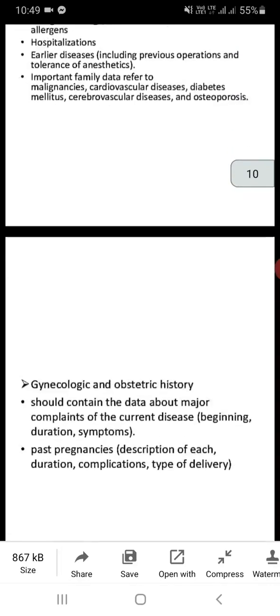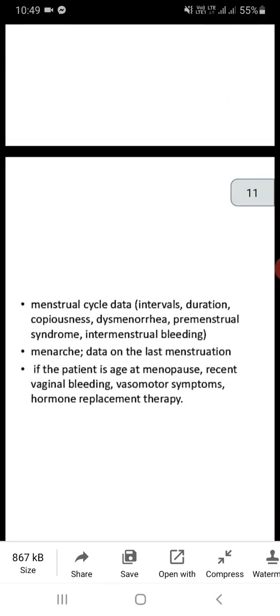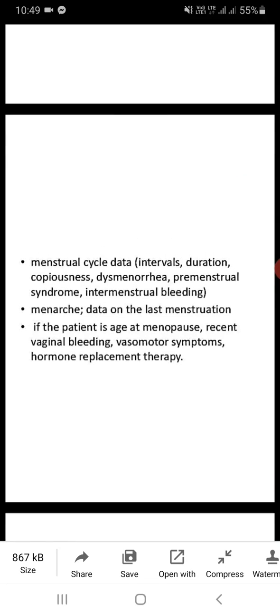Important family data refer to malignancies, CVA, CVD, diabetes mellitus, cerebrovascular diseases and osteoporosis. Then the gynecologic and obstetric history should contain data about the major complaints of the current disease, beginning, duration, symptoms, past pregnancies, description of each, duration, complication, type of delivery. And menstrual cycle data: intervals, duration, copiousness, dysmenorrhea, premenstrual syndrome, intermenstrual bleeding.